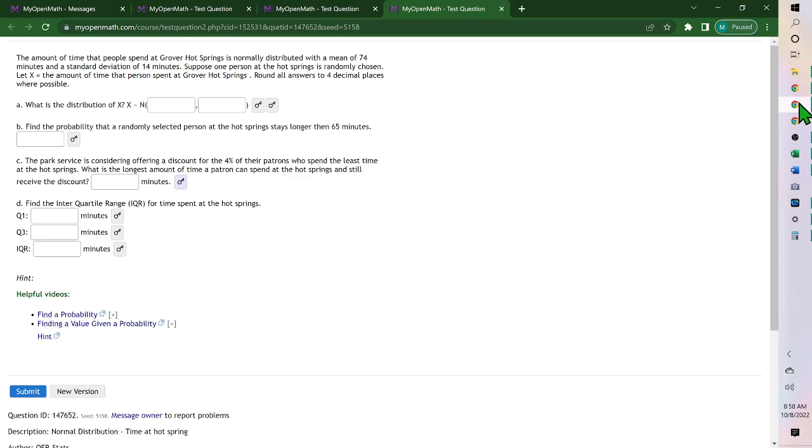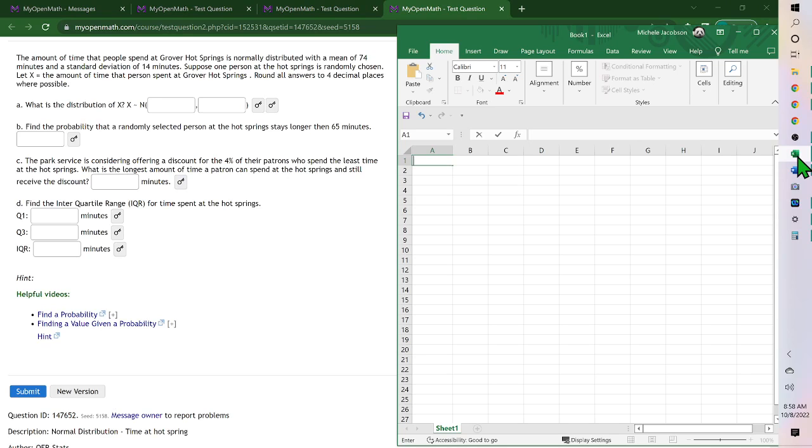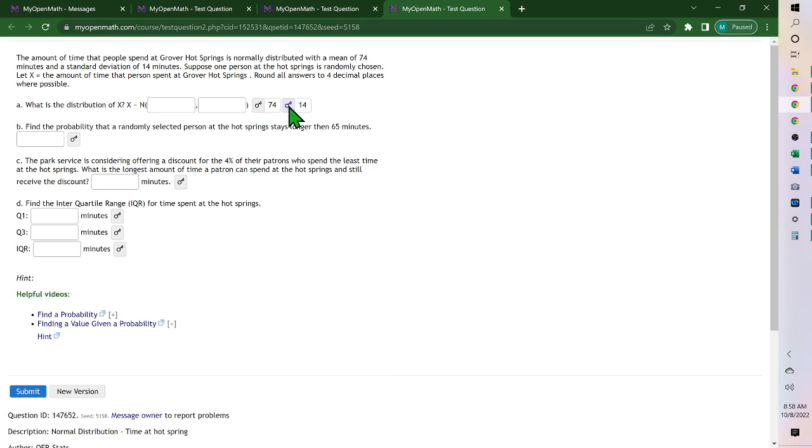Hello. For these three problems, you want to use Excel. And it says the amount of time people spend at Grover Hot Springs has a mean of 74 and a standard deviation of 14. And so here, for the distribution, you just use the mean and the standard deviation. There we go. Find the probability that a randomly selected person stays longer than 65 minutes.